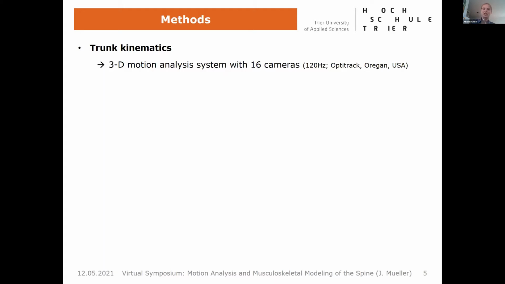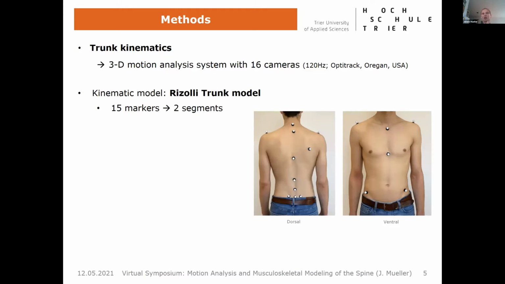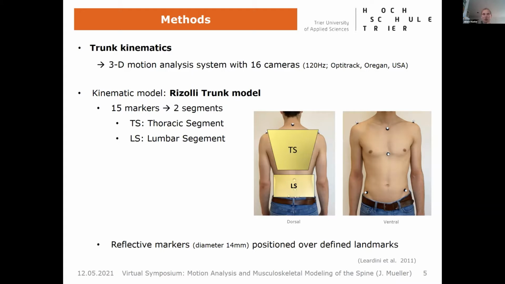Trunk motion was measured with an optical 3D motion analysis system, and the Rizzoli trunk model was applied for tracking multi-segment trunk kinematics. Therefore, 15 markers were used to frame 2 segments, a thoracic segment and a lumbar segment, as shown in the figure. In addition, the whole trunk was analyzed as the sum of the 2 segments.